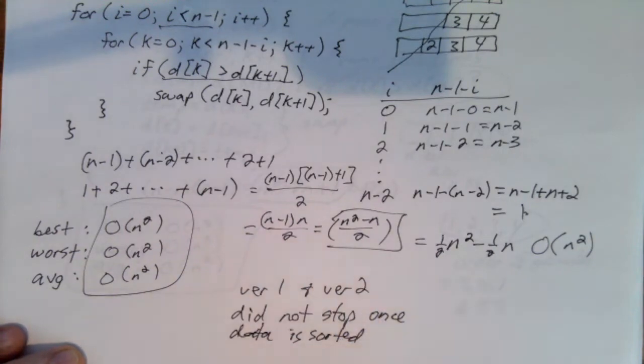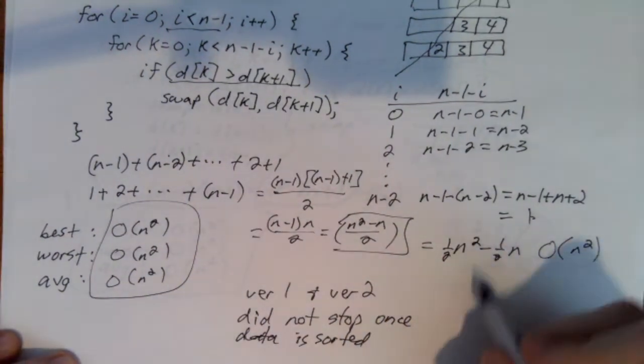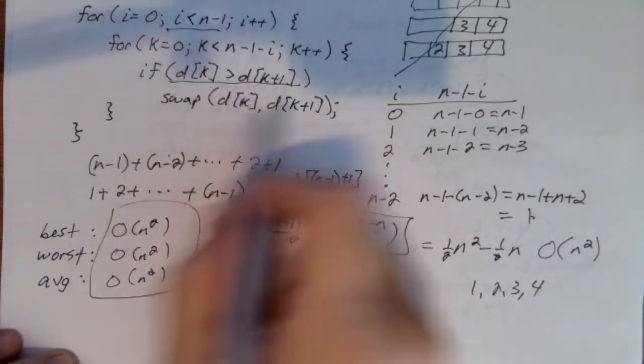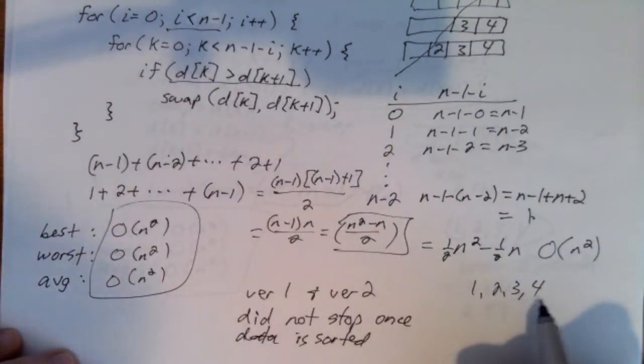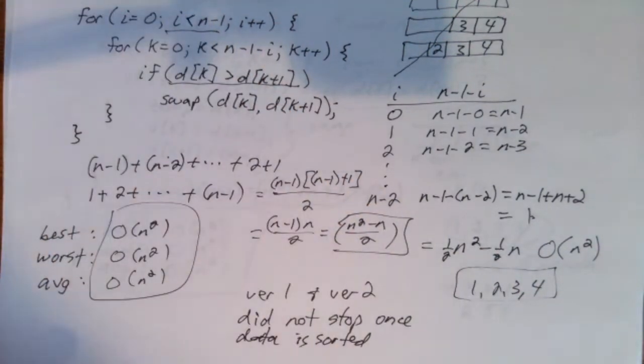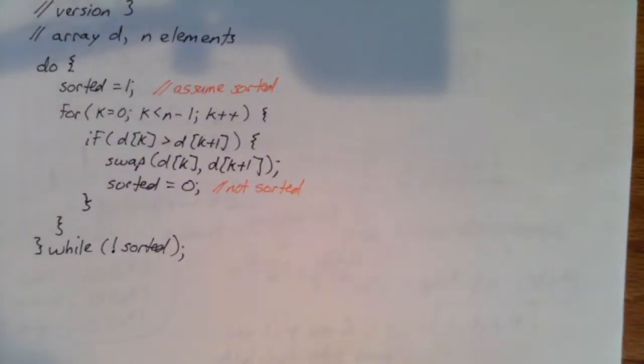sorted, right? Even if we had this to start with, 1, 2, 3, 4, we saw with both of these, because of the nested loops, they just ran all the way through and kept doing things, even once you could confirm the data is sorted. So now we're gonna look at a third version that's gonna make it possible to do that. Let's look and see how this works.